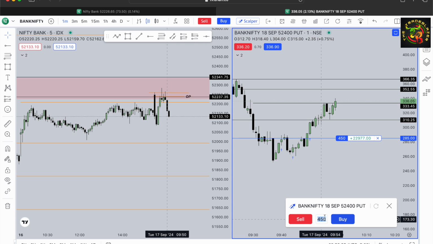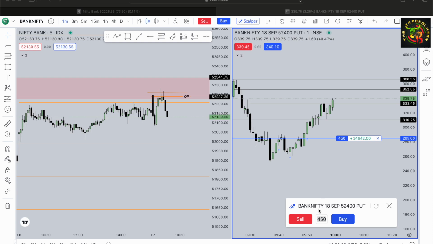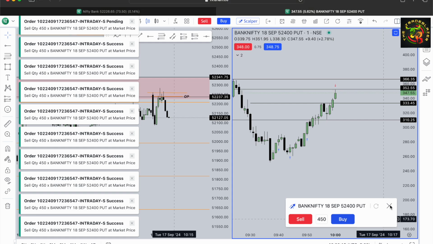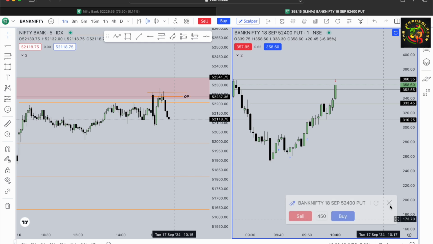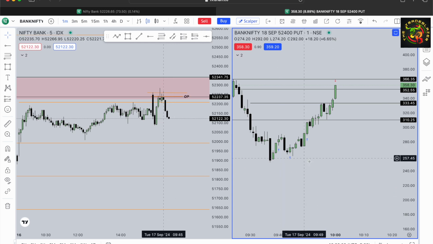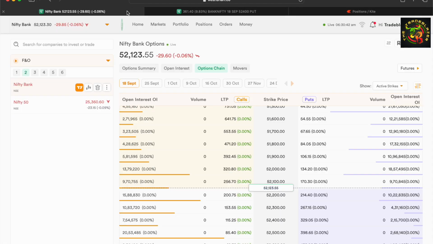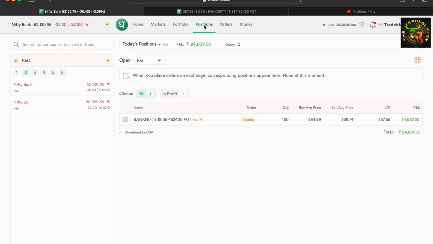So it's a good time to exit this trade. I'll try to exit here all 450 quantity. Yeah, just exited all the quantity here. We'll try to exit in Zerodha as well. So close to 25,000 I got in this account. Let me pull up the Zerodha account also.